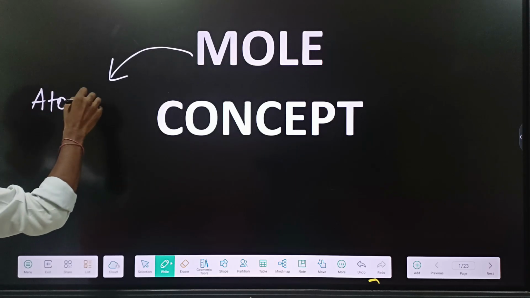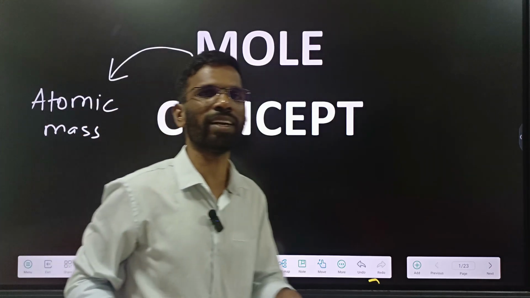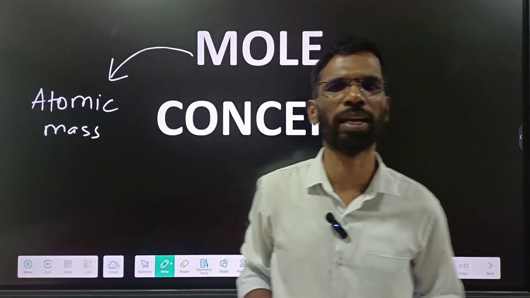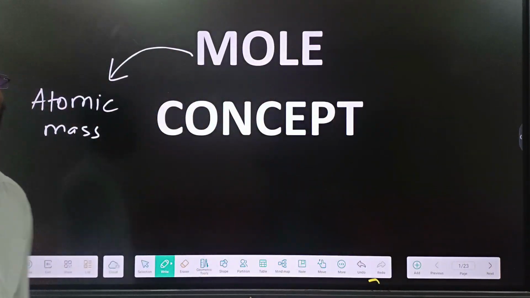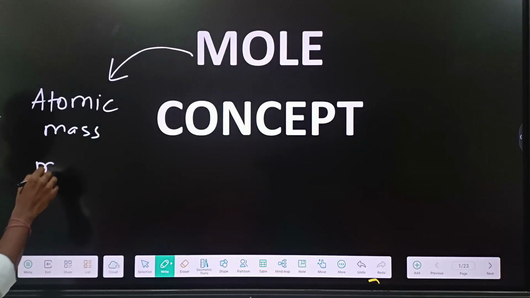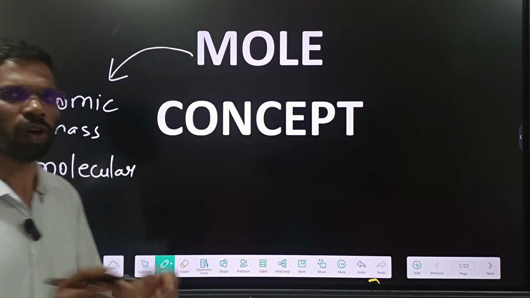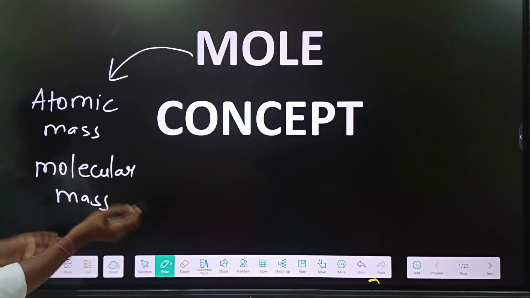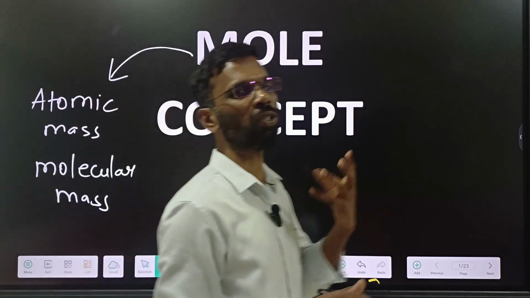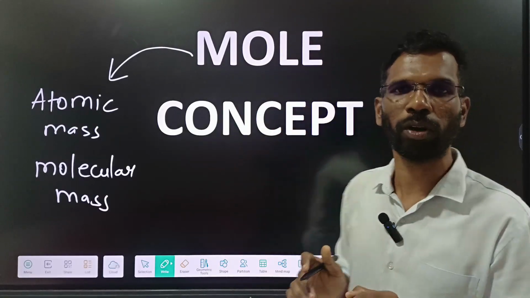What is the meaning of atomic mass? Many students have this confusion between atomic mass and the mass of one atom. This confusion will be cleared by using the mole concept. Again, there is molecular mass. What is the meaning of molecular mass, and is it the same as or different from the mass of one molecule? This is also a big confusion many students have. The mole concept will help you understand this.